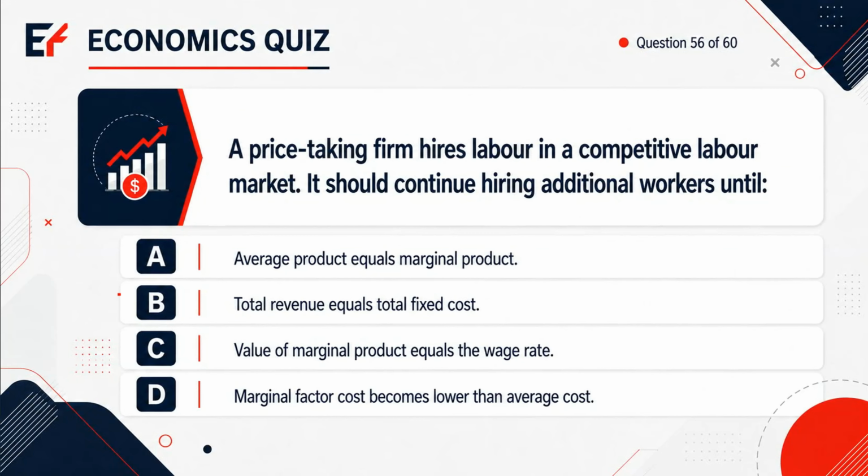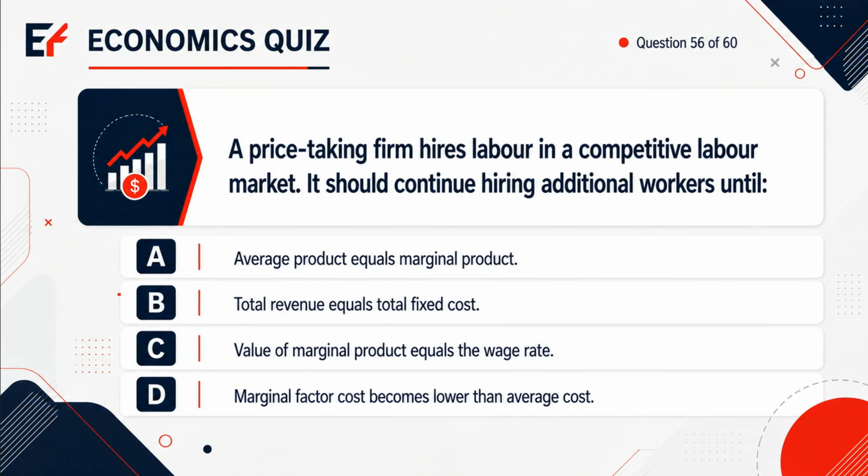Question 56. A price-taking firm hires labor in a competitive labor market. It should continue hiring additional workers until A. Average product equals marginal product. B. Total revenue equals total fixed cost. C.